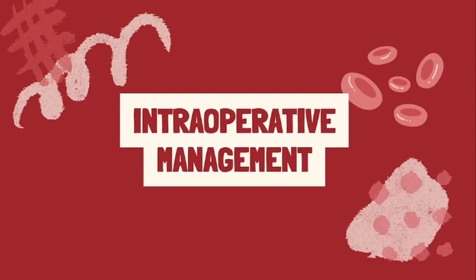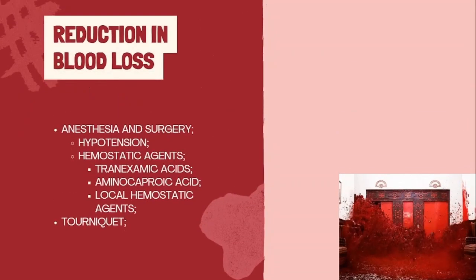Okay, the intraoperative management of anemia. The first thing you need to be careful with is the conversation with your surgeon, which is really important. You need to consider avoiding hypertension in your patient. You need to consider hemostatic agents such as tranexamic acid, aminocaproic acid, or even local hemostatic agents, according to the procedure and availability of the local hemostatic agent. Another option is tourniquets, which are usually used in orthopedic procedures.